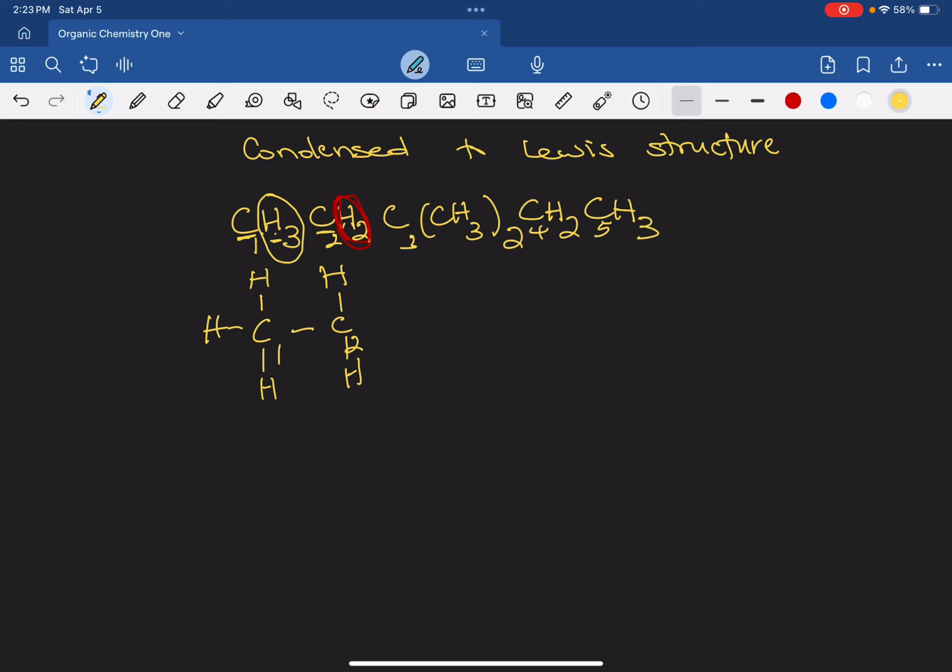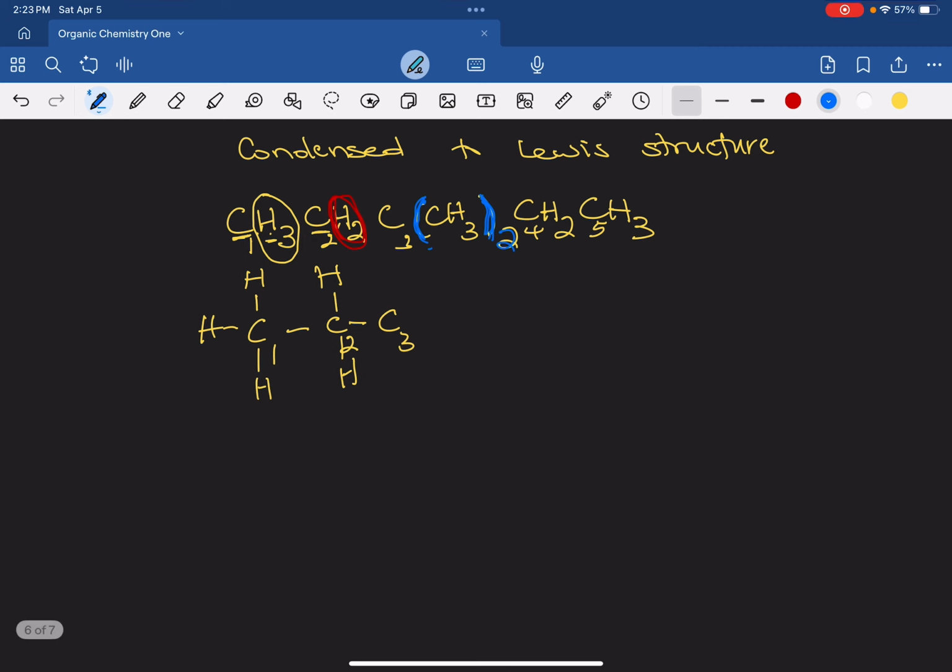So, carbon number 2, right, is also bonded to carbon number 3. Now, let's talk about 3. You see this parentheses? Anytime you see something in parentheses and it has a number outside of it, it means you have two of those. So for example, you have open parentheses CH3 with a 2. It means you have two CH3. Same principle applies. The CH3s, open parentheses CH3, they're in front of carbon 3, which means both of these CH3s are on carbon number 3.